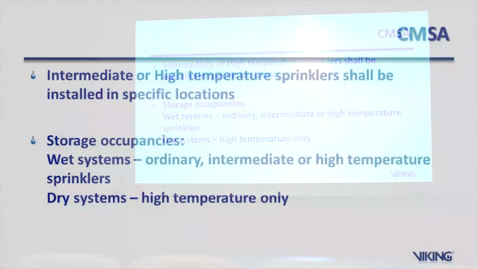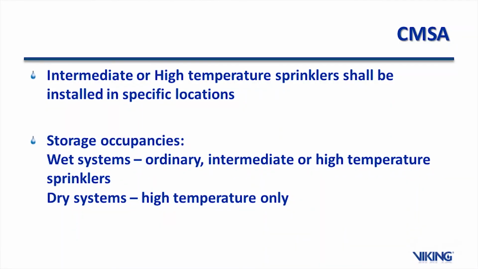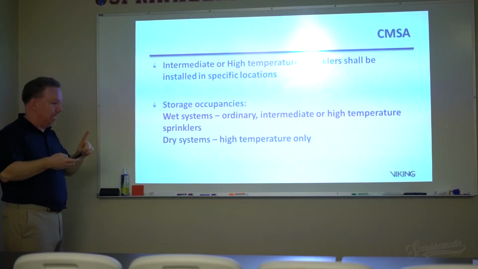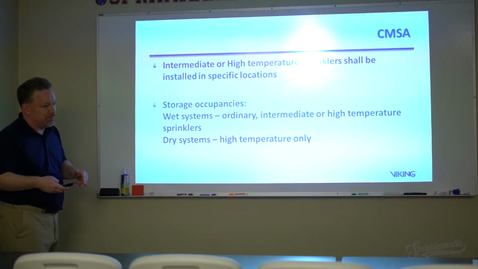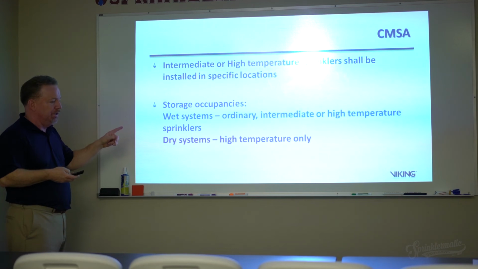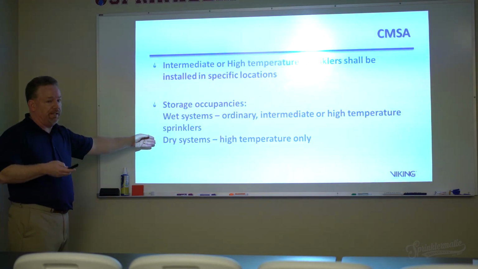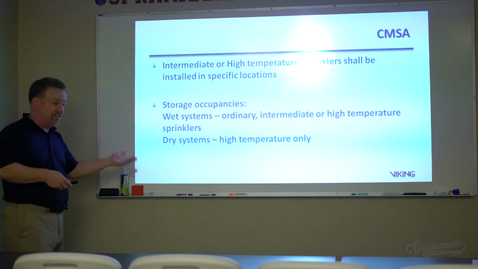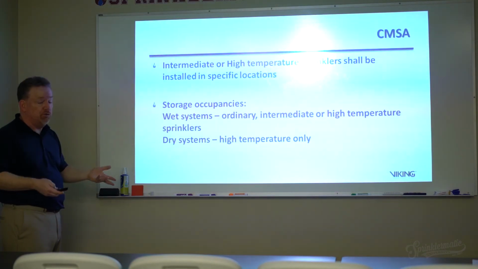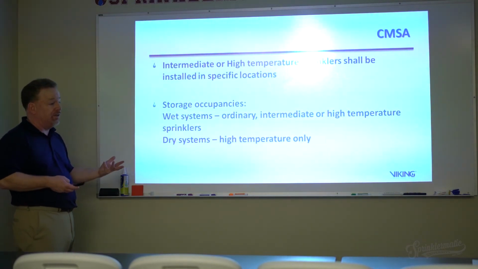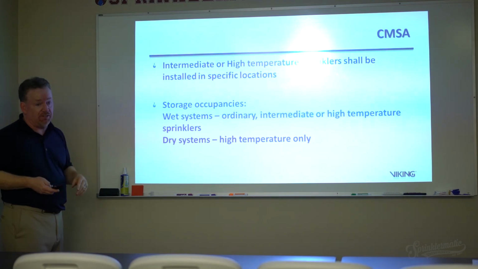Okay, so CMSA intermediate or high temperature sprinklers are installed in specific locations throughout storage occupancies, wet systems, ordinary or intermediate or high temperature. Dry pipe systems are typically high temperatures only because we just want to make sure that we're not overtaxing the system by opening too many sprinklers. And in a system like a dry system, it's already penalized by a slow response. It takes time for water to get out there. We don't want to open too many sprinklers while we're waiting for water to get out there. So on a dry system, you have to have high temperature sprinklers.